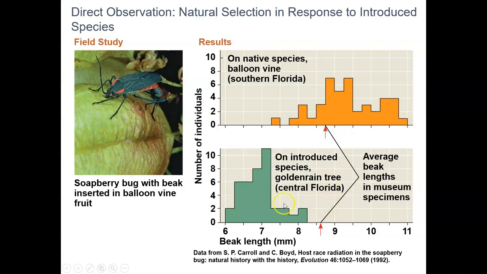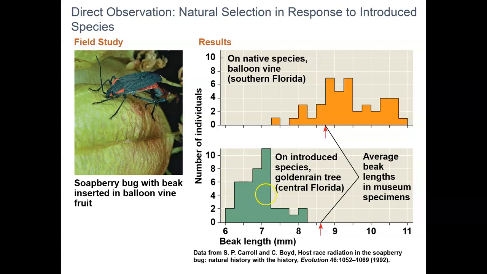When we look at the beak length in central Florida after the golden rain tree was introduced and the soapberry bugs have been feeding on those for generations, we see that the beak length of these individuals is much smaller, which was predicted by the scientists doing this research, because the seeds are much closer to the surface of the fruit in the golden rain tree fruit.